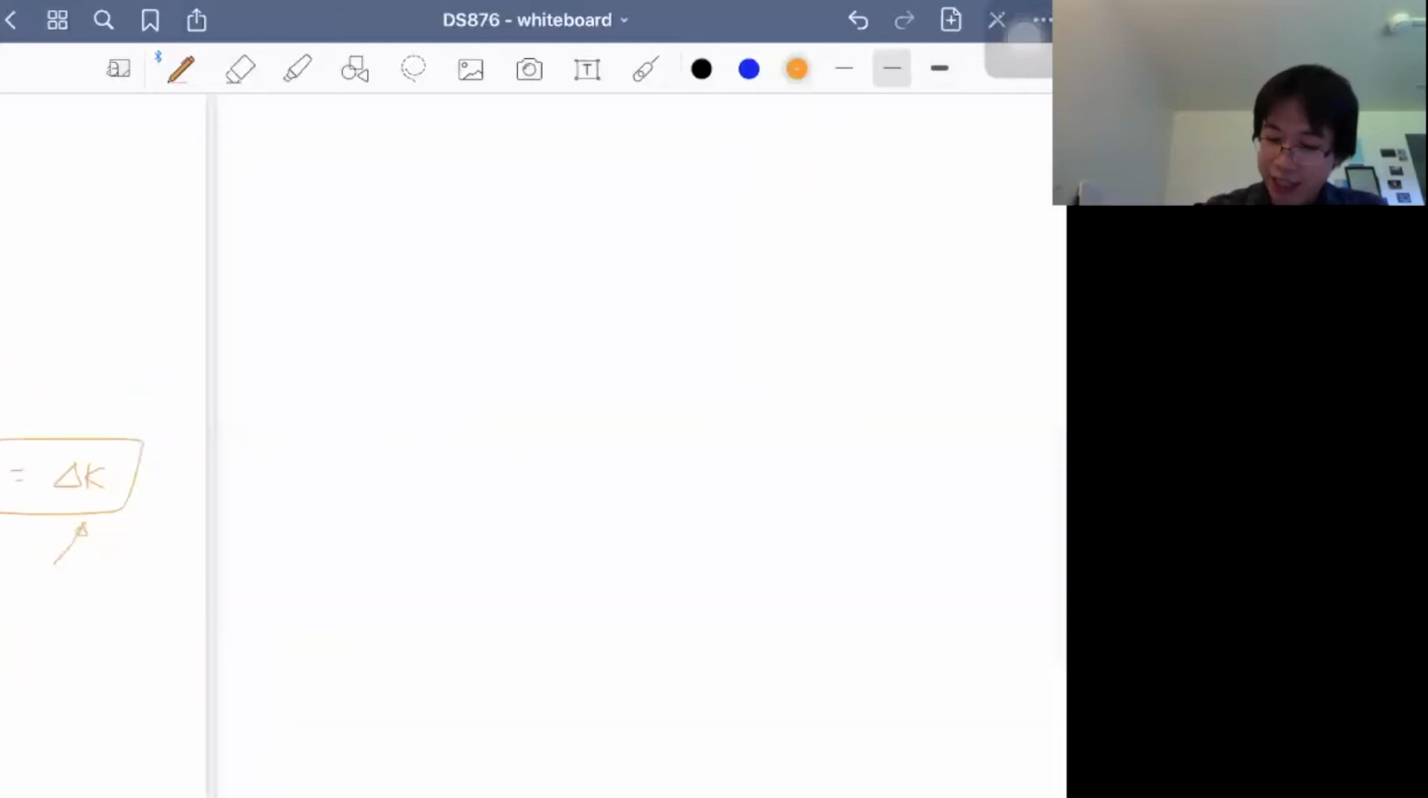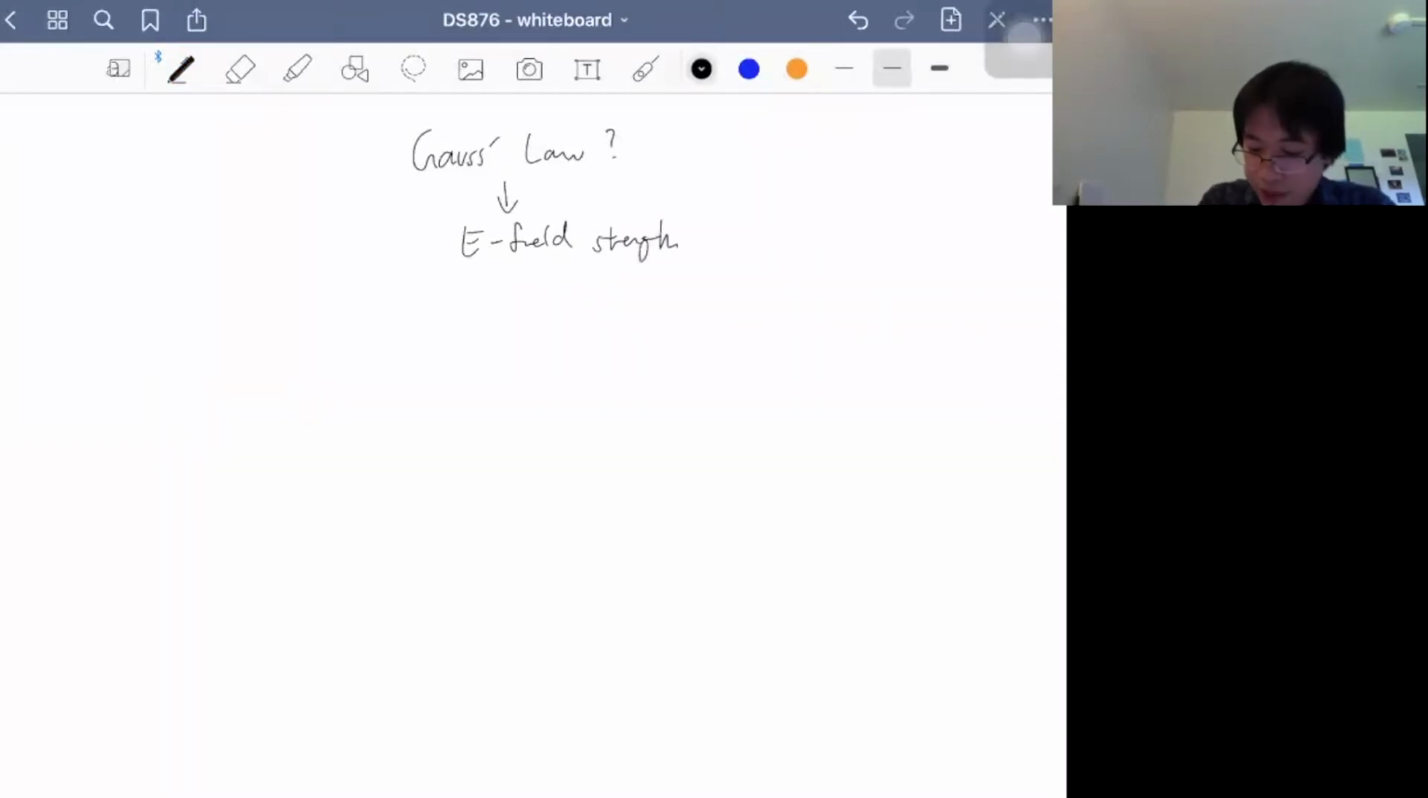Now let's backtrack a little bit to Gauss's law. What is Gauss's law for? In short, it's to find electric field strength. And I want to emphasize the word strength, and notice the E over here and E vector. What's the difference? Gauss's law finds E, it doesn't find E vector, okay?